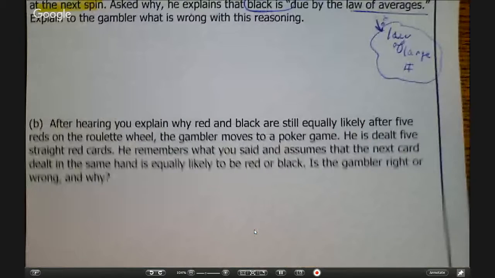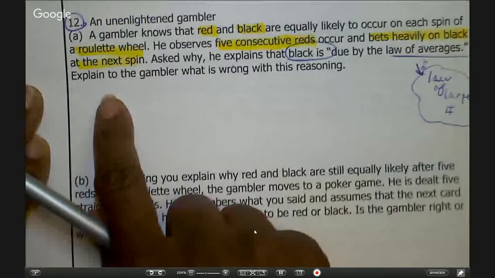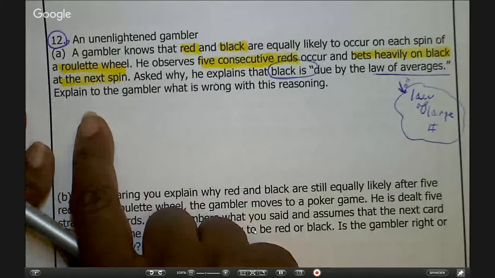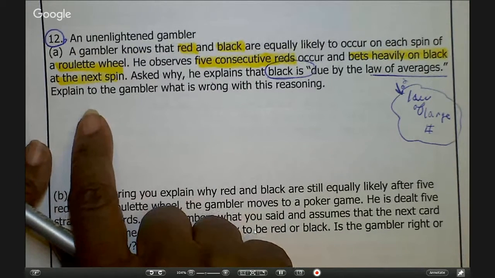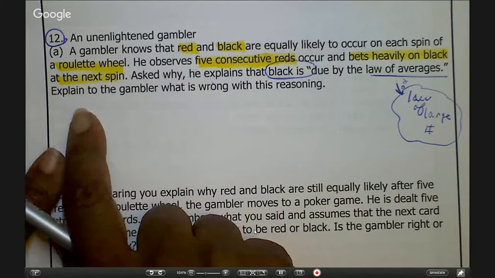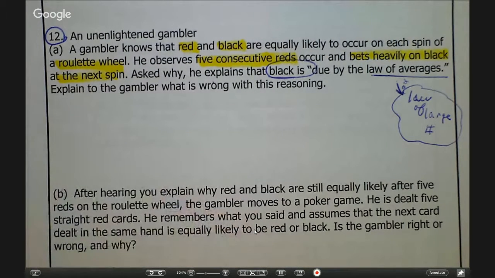Now, so with that being said, he observed 5 consecutive reds, okay, heavy on the black. Okay, what was wrong with this reasoning? Go ahead and type it in.